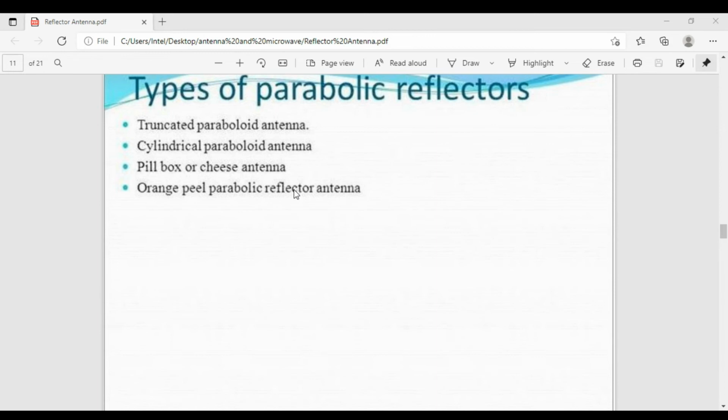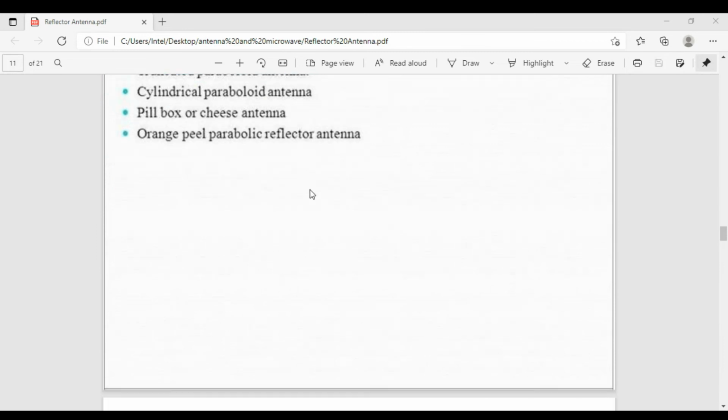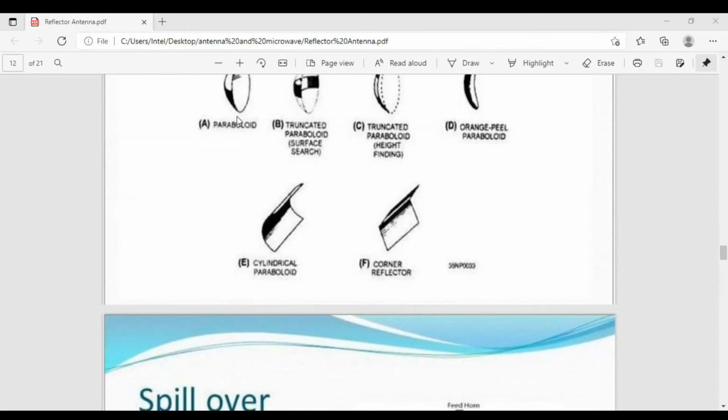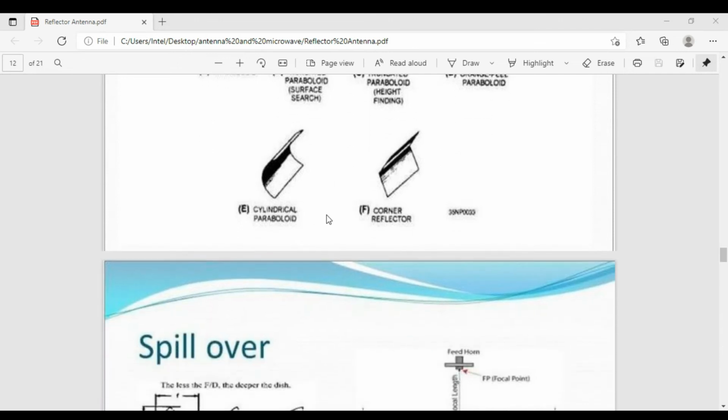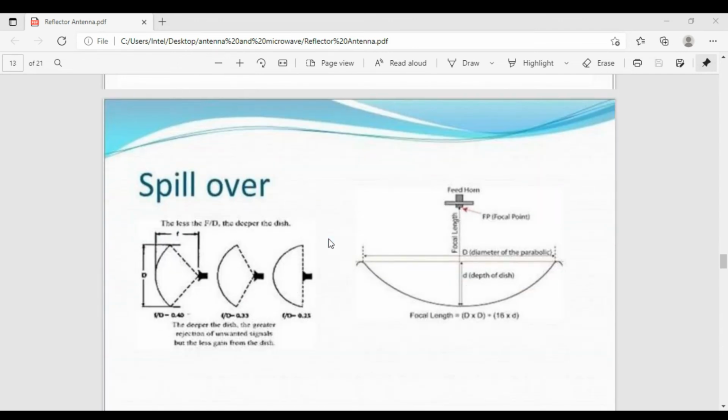Next type is the orange peel parabolic reflector. That is orange shaped. We know the paraboloid shape, so it is truncated, it is cut down paraboloid. Orange peel paraboloid. So here it is, the orange. Next it is the corner reflector and cylindrical paraboloid.